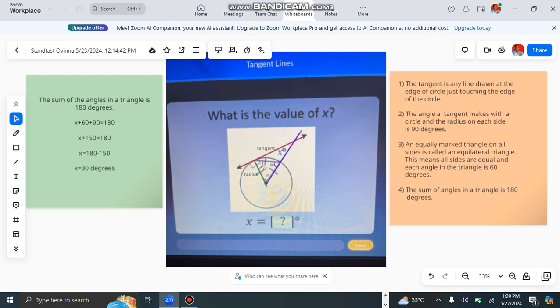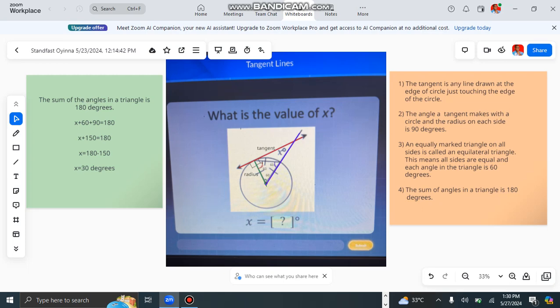Now the third one: a triangle equally marked on all sides is called an equilateral triangle. This means all sides are equal and each angle in the triangle is 60 degrees. So looking further at this question, we have a circle, and we actually have two triangles. One is inscribed inside the circle, which means it's inside the circle, and the other one runs out. We're going to be looking at the smaller triangle that is inscribed inside the circle. If you look at it clearly, each side has a single marking. This shows that all the sides are equal, and it follows that since all the sides are equal, all the angles will be equal. Now the question is why.